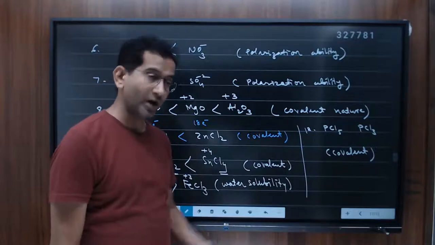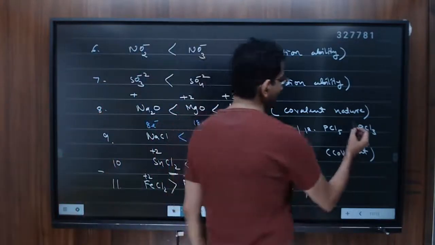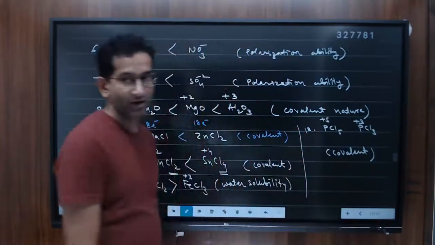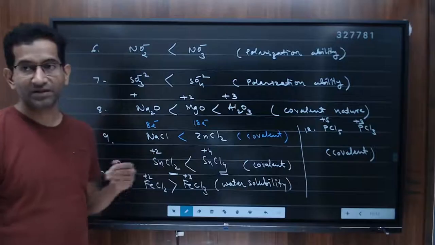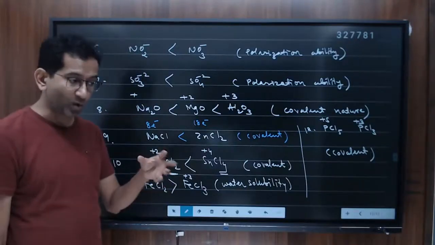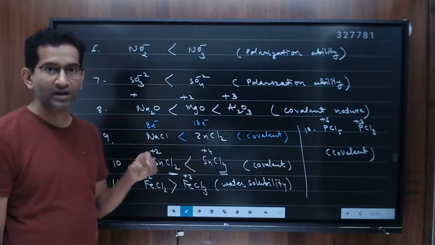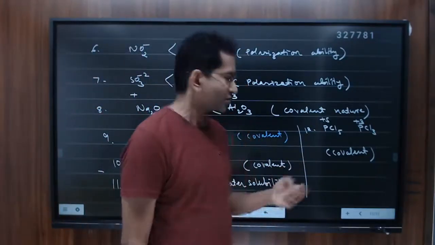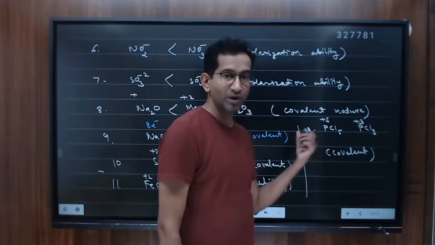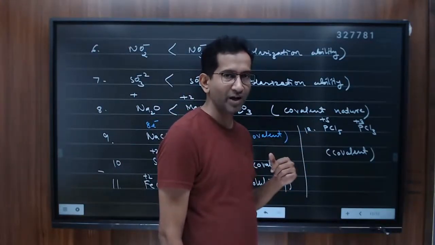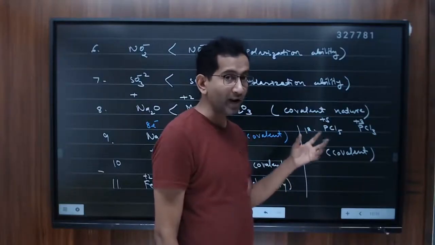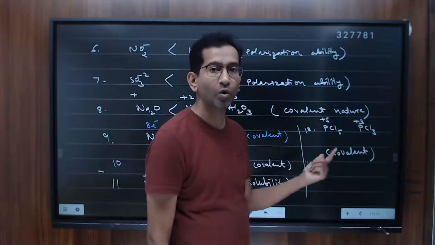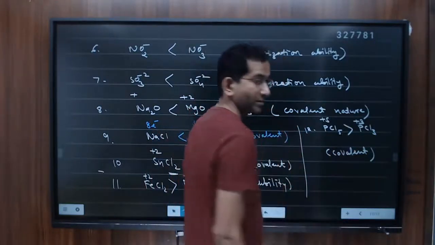So which is more covalent? Definitely in PCl3 phosphorus has charge +3, and in PCl5 phosphorus has charge +5. As the charge of phosphorus is higher in PCl5, it will pull the electron cloud very strongly as compared to PCl3, where phosphorus has charge +3. Due to that, the polarization is more in PCl5, so it will be more covalent in nature. So the answer will be this.